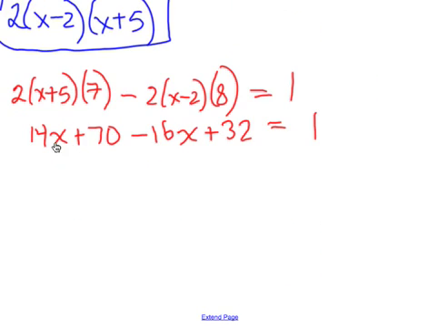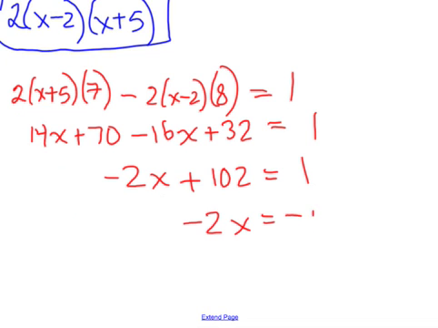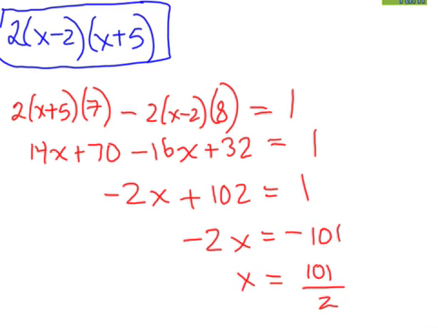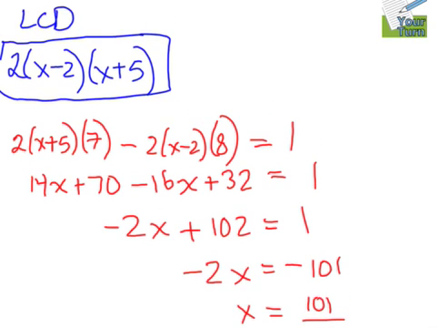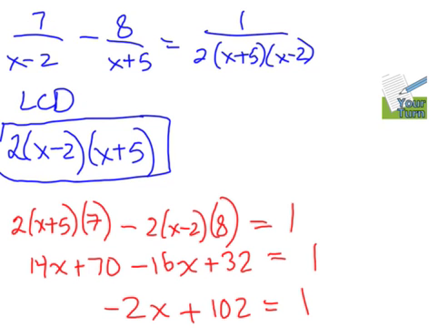Okay, collect like terms. 14x, that'd be a minus 2x. 70 plus 32, that'd be 102, is equal to 1. And then move this to the other side, so I have minus 2x is equal to negative 101. Divide both sides by 2, and I'll get 101 over 2. That seems just a hair out. Let me just check my work here.